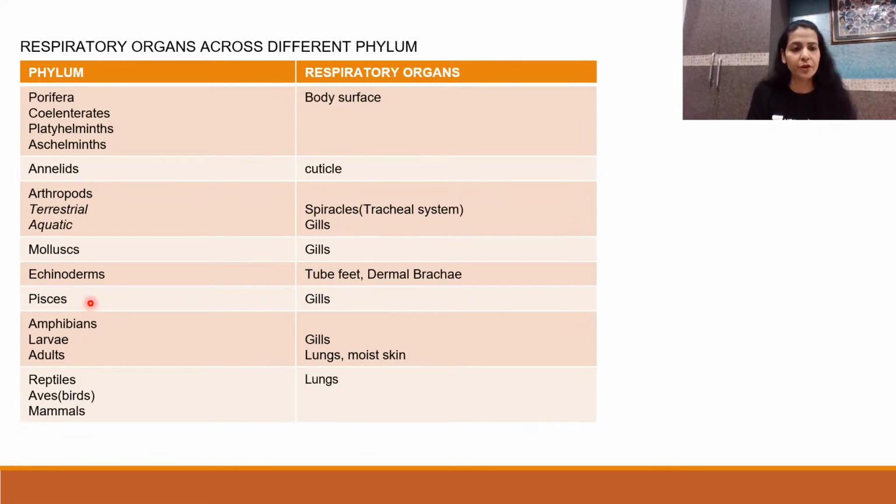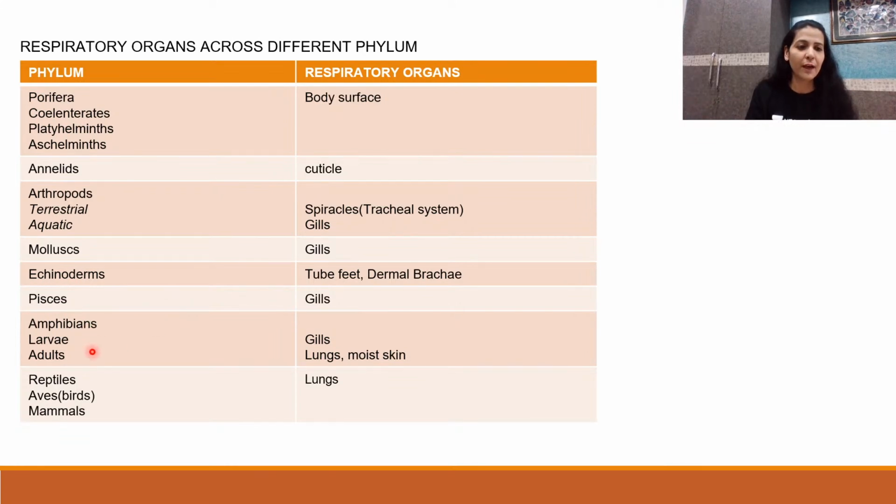Pisces, the fish, have gills. Any exception to this? Yes, I can imagine some of you loudly saying lungfish. That's an exception. Please remember, lungfish belongs to Pisces, but it has lungs. That is why it's named lungfish.